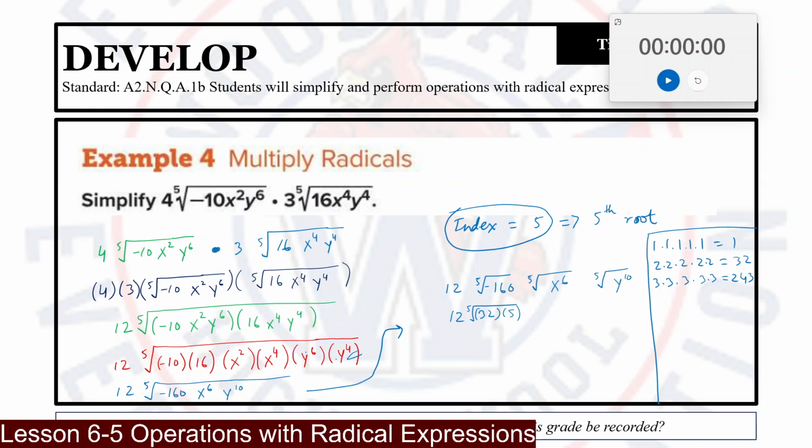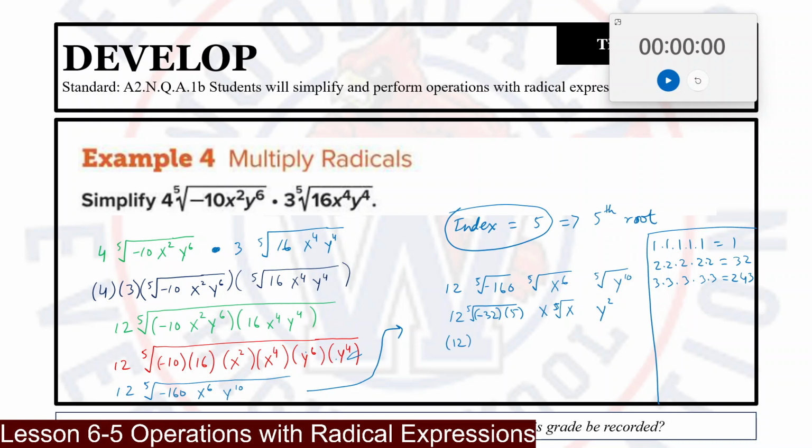But one of them has to be negative because my answer here is negative. So I'm going to say negative 32 times 5. And then here I have the fifth root of x to the sixth. 6 divided by 5 is 1, so I'm going to take 1 out. 1 is left over, so I'm going to say the fifth root of x. What is 10 divided by 5? 10 divided by 5 is 2. So I get y squared. The fifth root of negative 32 is 2.